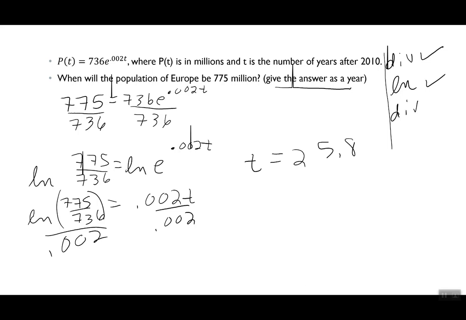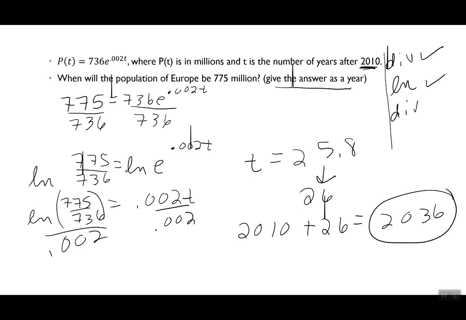Notice it asks for the answer as a year. Since the answer is going to be a year, I'm going to round this up to 26, because this says 26 years later our population will actually be over 775 million, but we're just going to do traditional rounding now. Remember, t is the years after 2010, so my final answer is I have 2010 and I add 26, which says this is in the year 2036. So that's when I should expect 775 million, and a little bit more actually because we rounded.